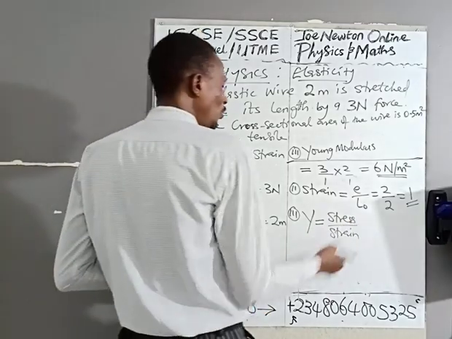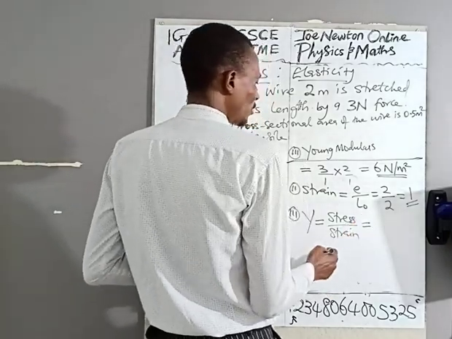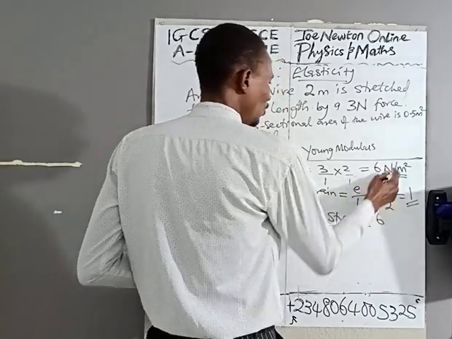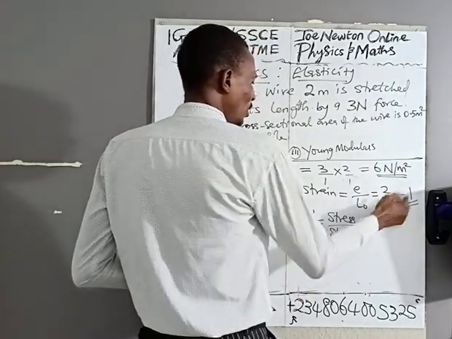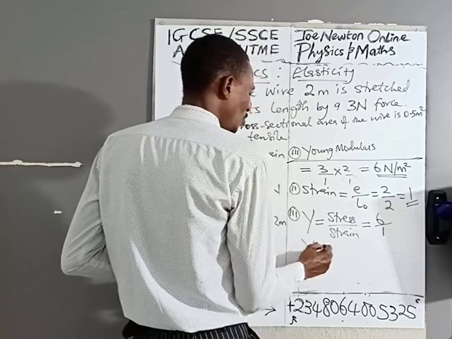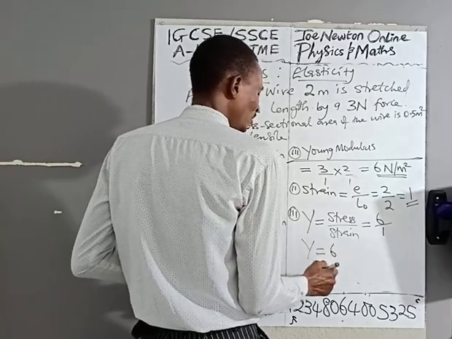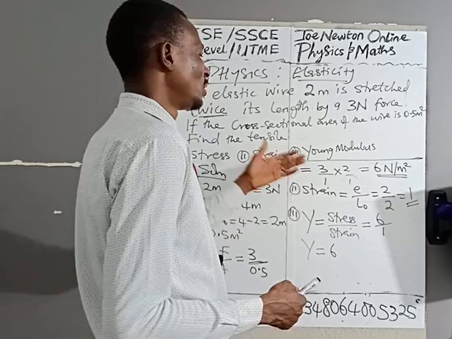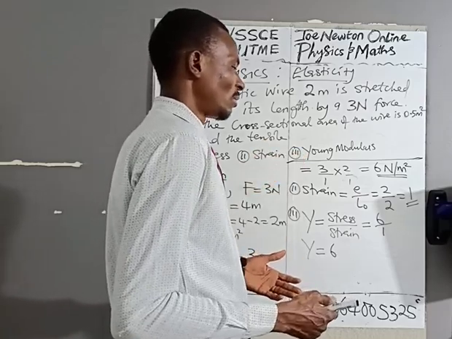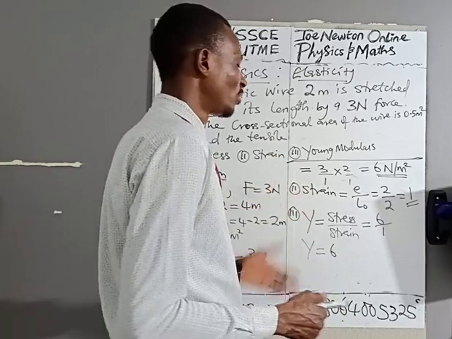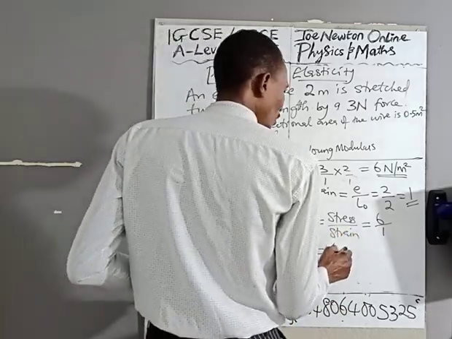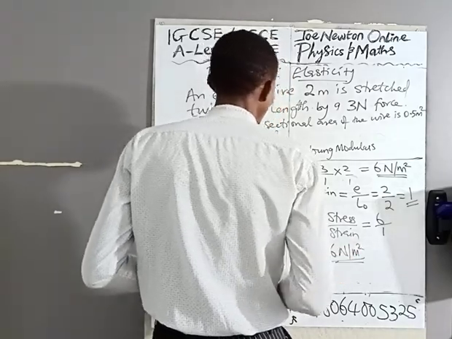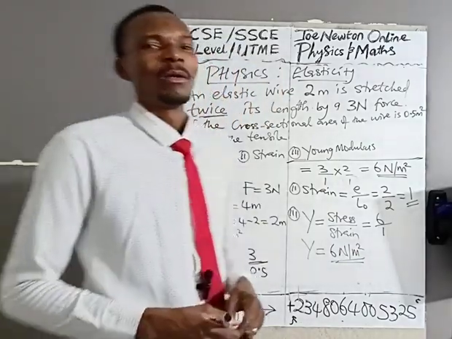So if this is the case, we obtained our stress to be 6 Newton per meter square, and our strain is 1. So our Young's modulus is equal to 6. What will be the unit? The Young's modulus will take the unit of tensile stress, because strain has no unit. Which is 6 Newton per meter square. That is it. Good. Very simple.